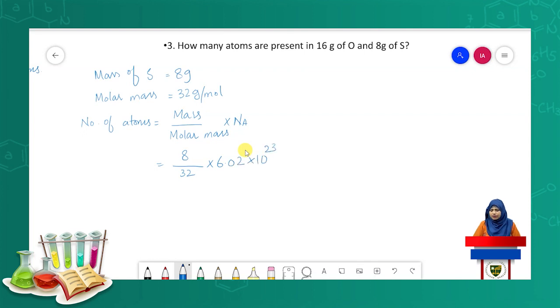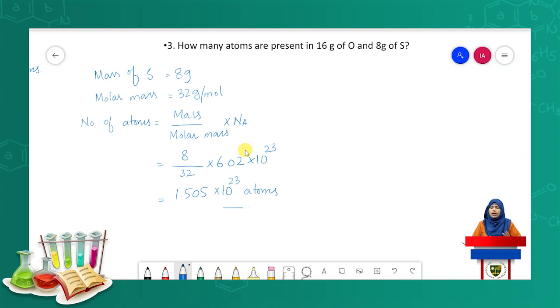And mass is 8, molar mass is 32, and Avogadro's number is 6.02 into 10 power 23. अब सिंपली करना आपको कुछ नहीं है, जस्ट कैलकुलेटर उठाना है and you will solve these values. So we will get our answer which would be equal to 1.505 into 10 power 23 atoms. So कितनी आसानी से हम ये एक फॉर्मूला इस्तेमाल करके number of atoms find कर सकते हैं.